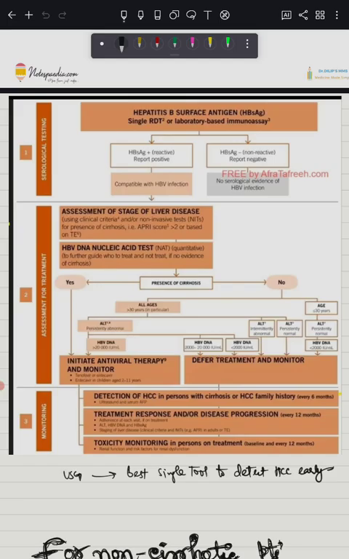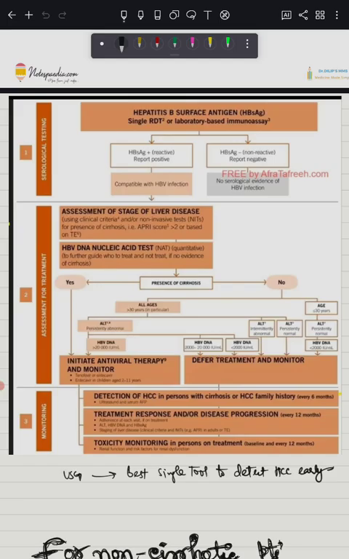One is the patient is cirrhotic and has HBV DNA or ALT of any level, you treat with antivirals. And if a patient is not cirrhotic, you see HBV DNA; if it is greater than 2000 international units per ml or ALT is more than the upper limit of normal, you will still treat with antivirals. So entecavir and tenofovir are the drugs that we use.